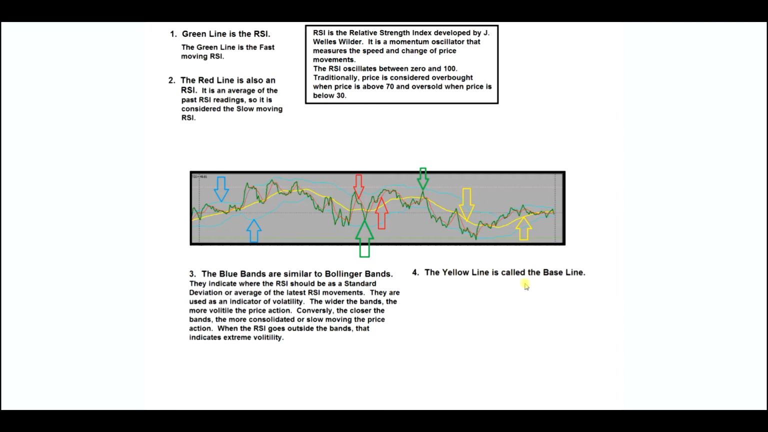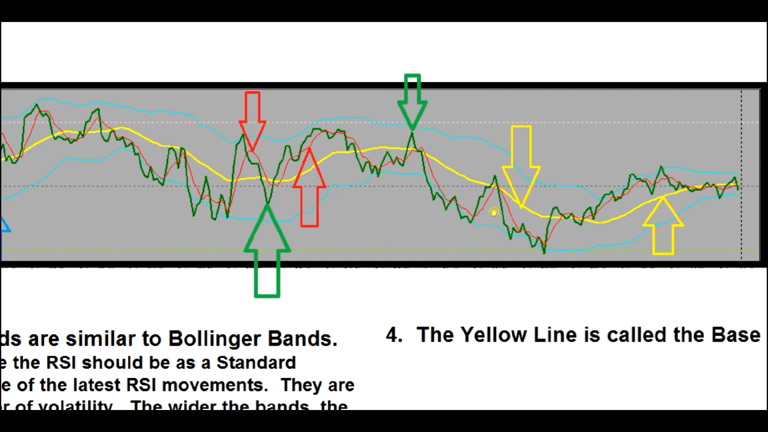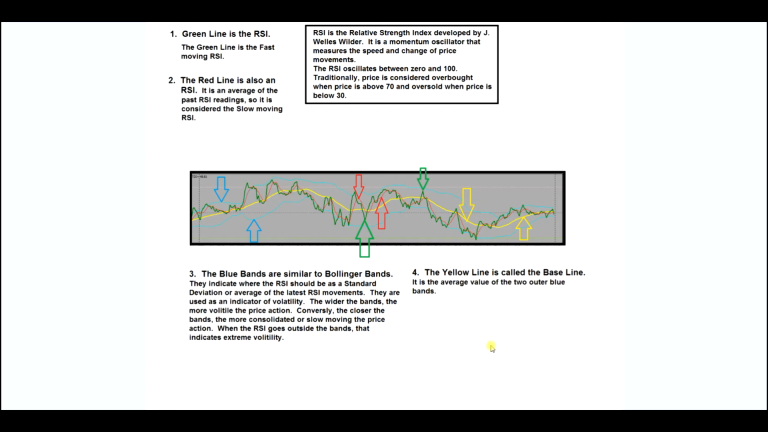The yellow band is called the baseline. This is this part right here in the middle. It's the average value of the 2 outer blue bands right in here. So essentially this is a moving average, or 50% of what the blue line should be, versus the static 50 line that the RSI has. The TDI, this entire indicator, takes an average value of the blue bands and plots it as this yellow baseline.